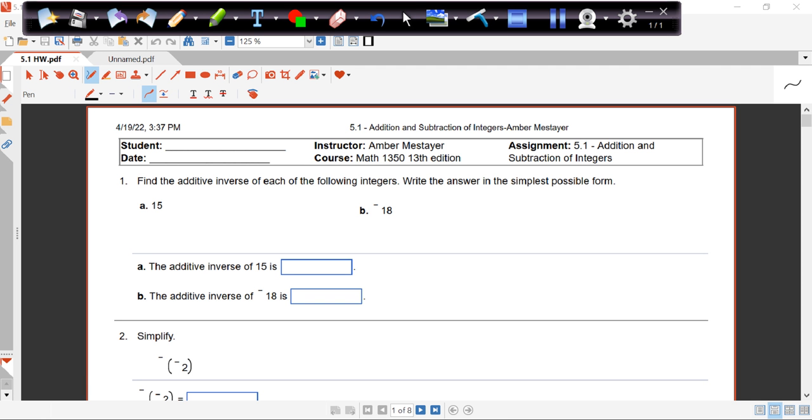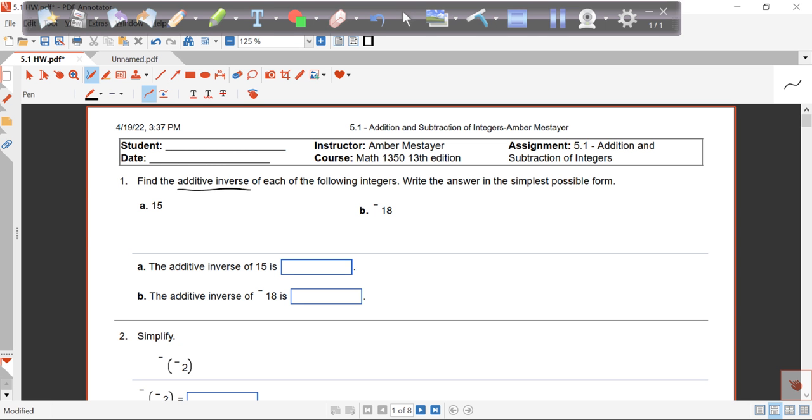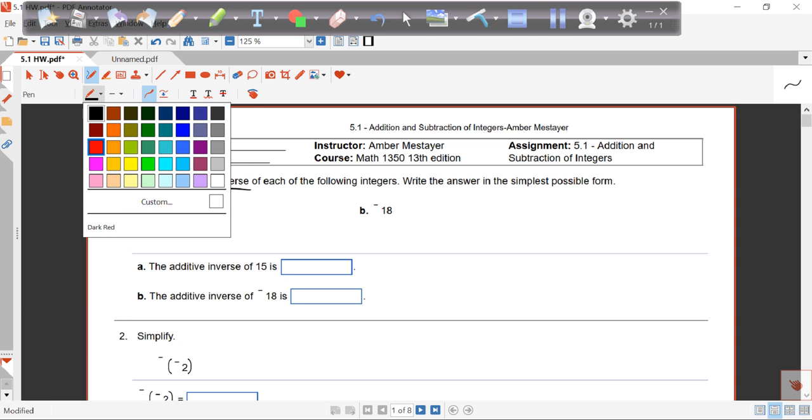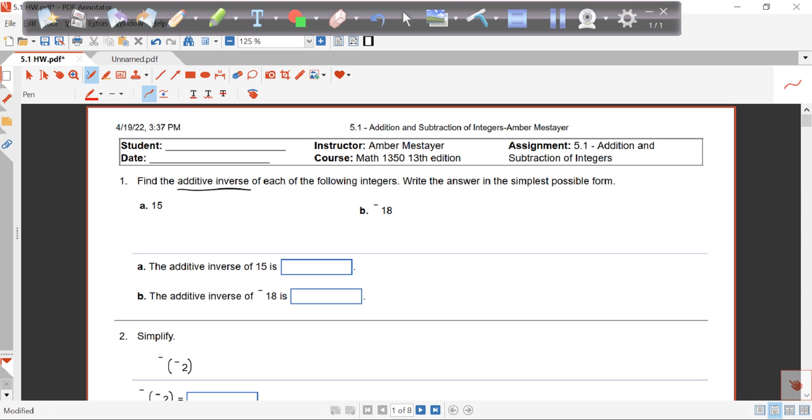Section 5.1 Homework. Number 1. Find the additive inverse of each of the following integers. Write the answer in the simplest possible form. An additive inverse is a number that when you add it together, it equals 0. So in order to do that, we will just need to change the sign.